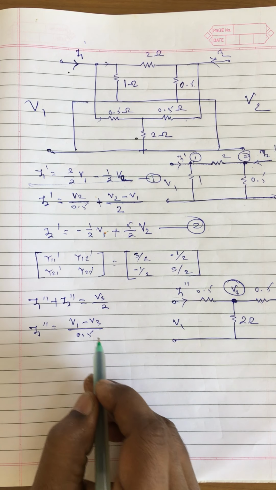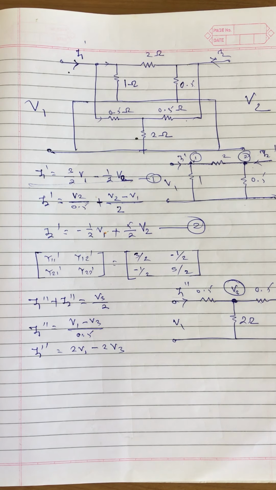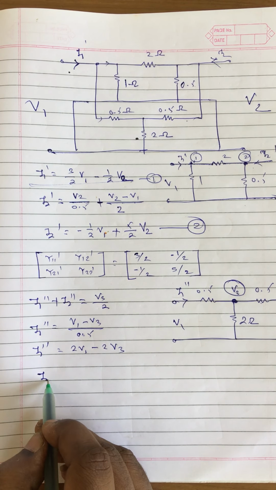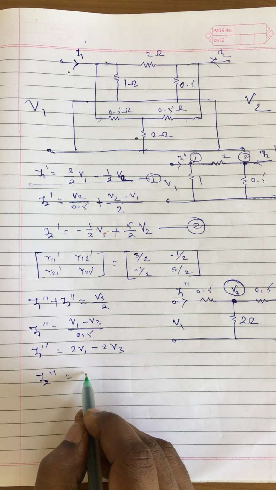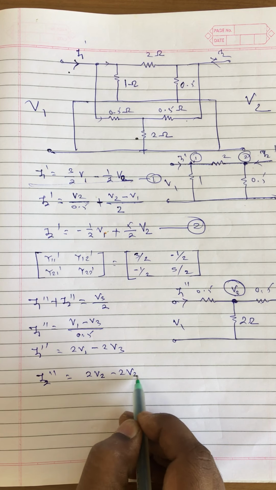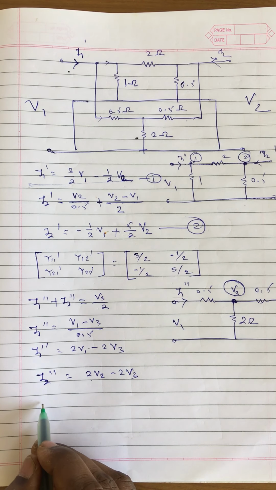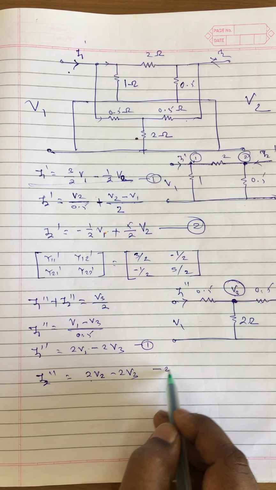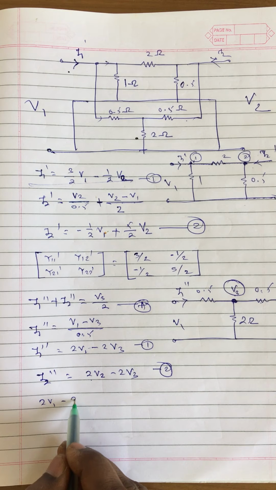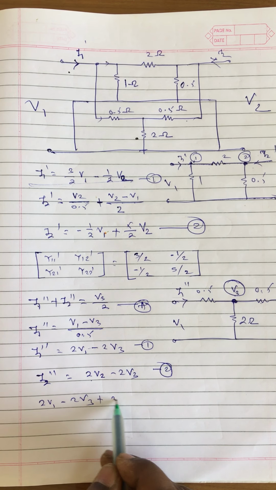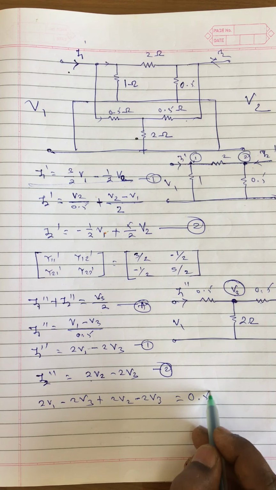V1 minus V3 by 0.5, which is nothing but 2V1 minus 2V3. This is I1 double dash. What is I2 double dash? I2 double dash equals V2 minus V3 upon 0.5. When you solve it, you will get 2V2 minus 2V3. Now we can put this I1 double dash and I2 double dash here, so 2V1 minus 2V3 plus 2V2 minus 2V3 equal to V3 by 2, means 0.5 V3.